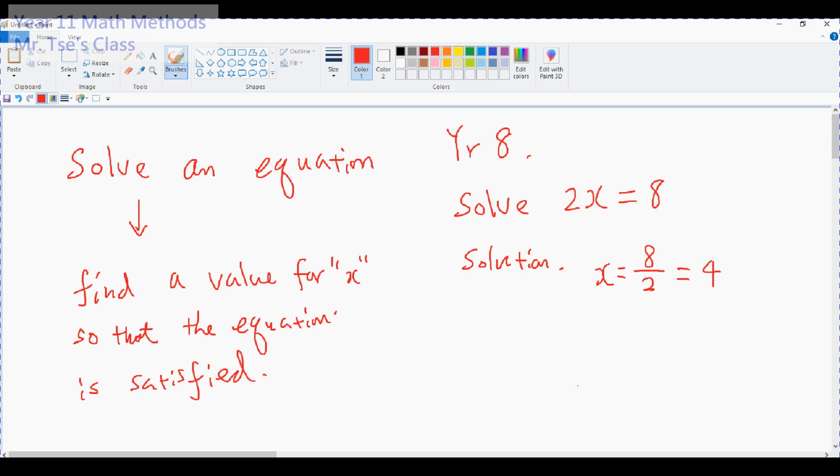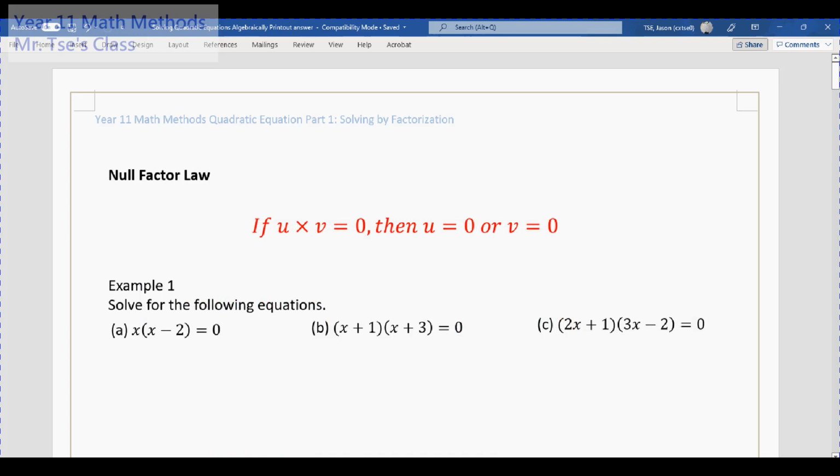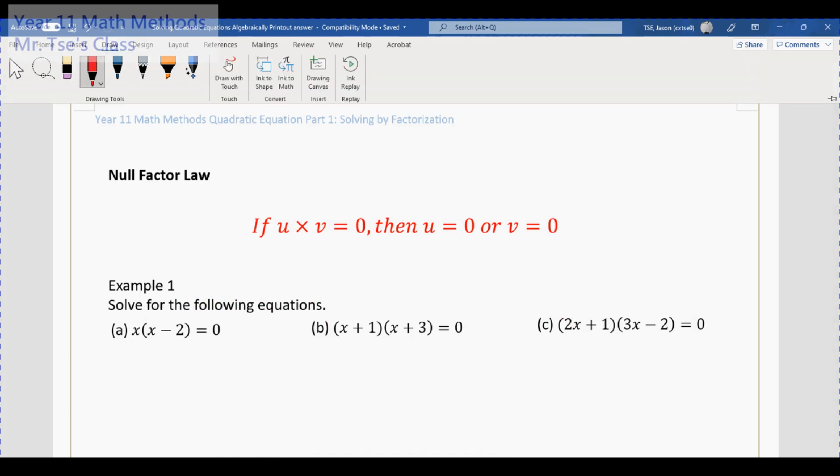Okay, but then in year 10, then we face some more difficult equations. Like you might see the situation like, how can we solve a quadratic equation like this one? So it's not as easy as the linear equation because you have 2x here, one's the x squared. So that's why we need to develop some methods to solve that. To do so, first we introduce a law called Null Factor Law, if you still remember the name.